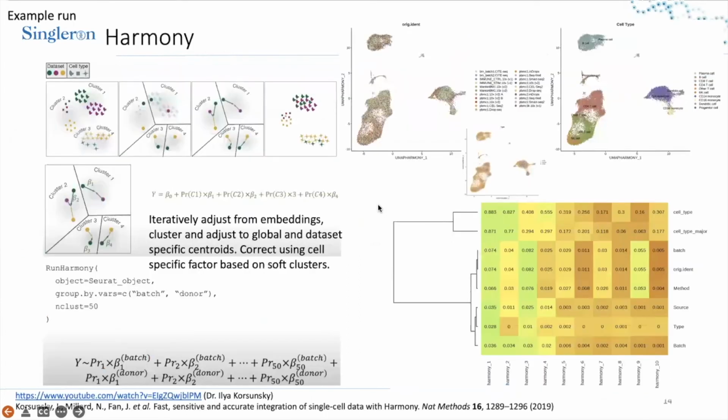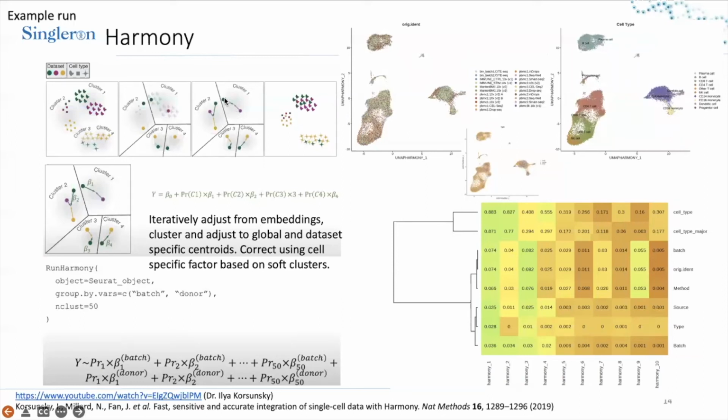Harmony is also cluster based, and it does iterative adjustment of the embeddings. Here the data set is represented by different colors, and the cell type is represented by different shapes. By iterative clustering, it brings cells of the same cell types from different samples together by regressing out the batch or sample specific variance in each of the clusters.